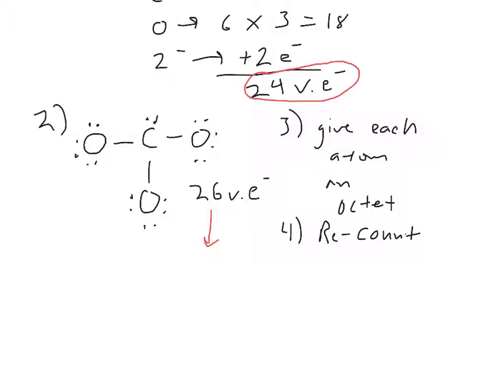But this method clues me into 26 minus 24. Again, the math's not hard. There's 2 extra, which means that there is the presence of a double bond.